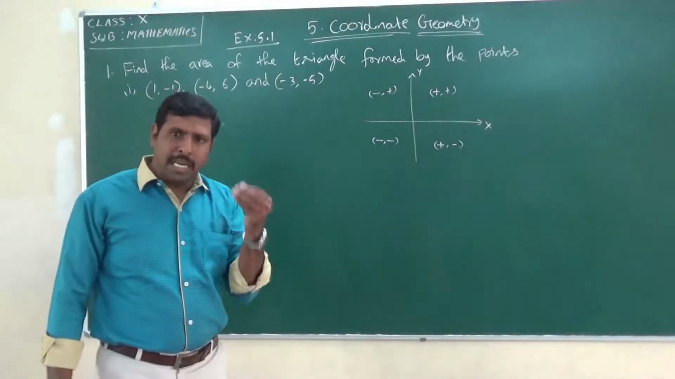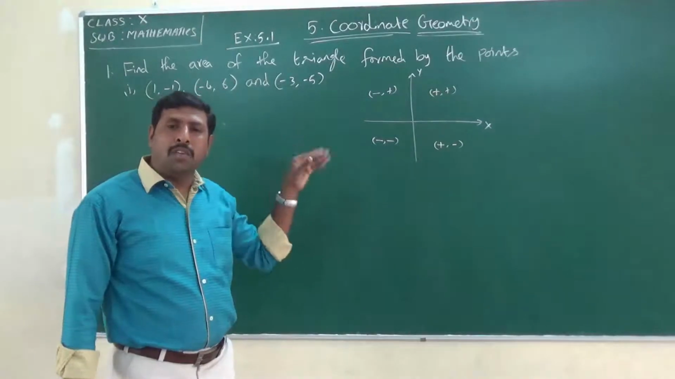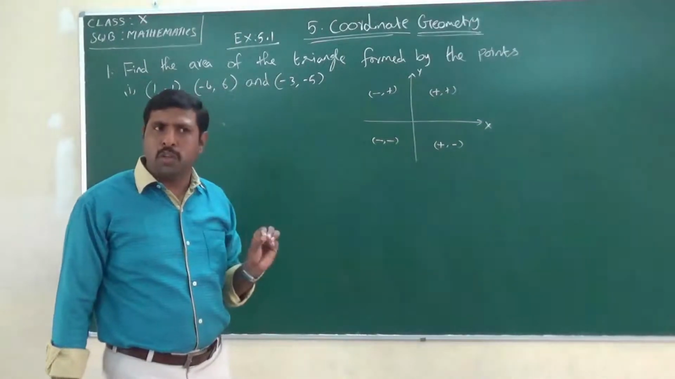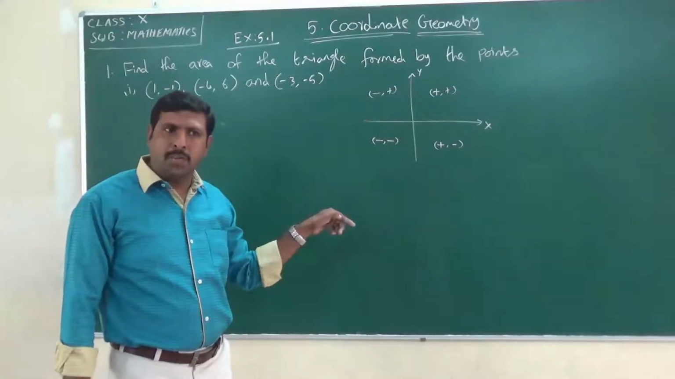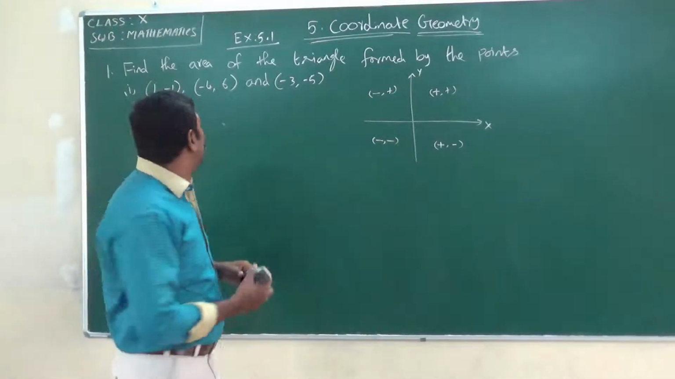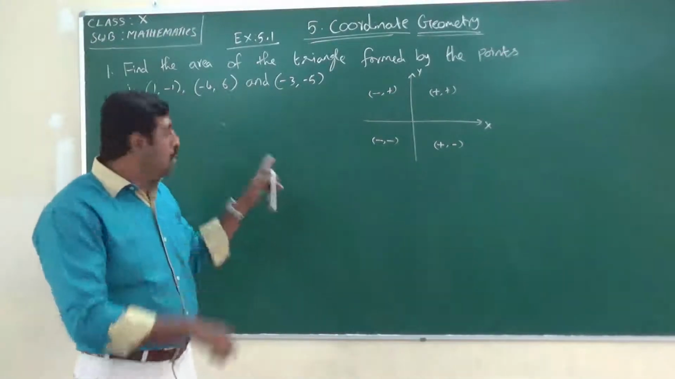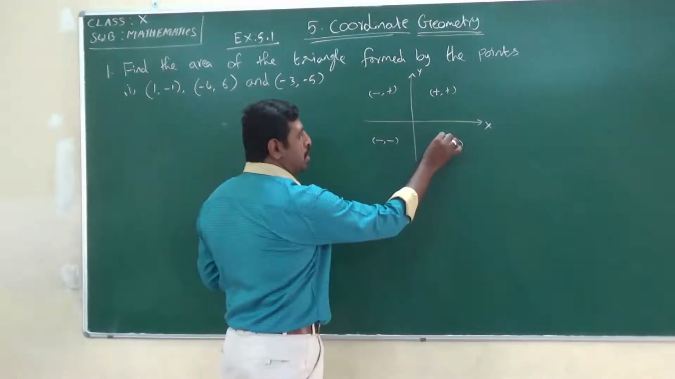Otherwise, if we get a negative value also, the area of the triangle is always the absolute value. Absolute value means there is no negative value. In case you get a negative value, you just change it into positive and write the answer. That is one of the methods. Now we have to take it in order. See, here we have plus, minus. Where it is plus, minus means this is the point.